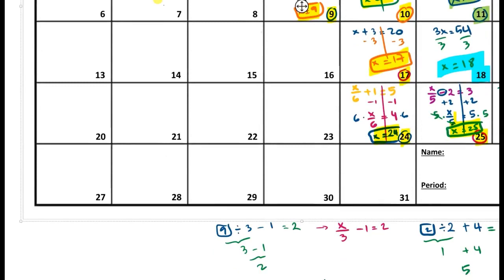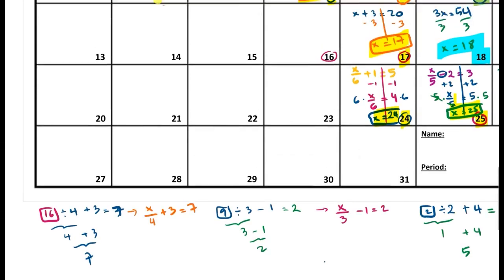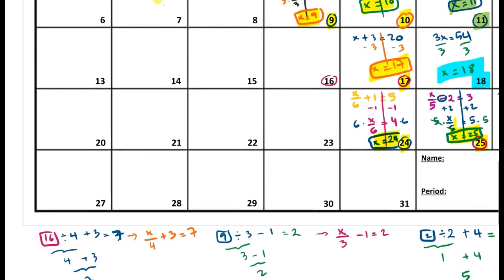Alright, 16. Put it in the box. What do you want to do with it? It's a big number. I still like to divide it. Divide by 4, because I know 16 divided by 4 is even. It's going to be 4. Let's say I want to add 3, for example. So 4 plus 3 would be 7. And we replace the square with x, so x over 4 plus 3 equal to 7.